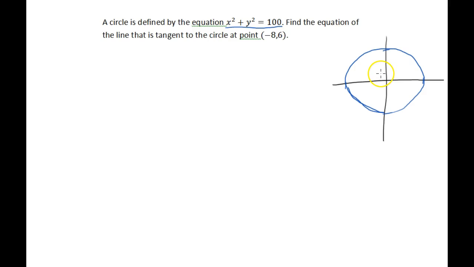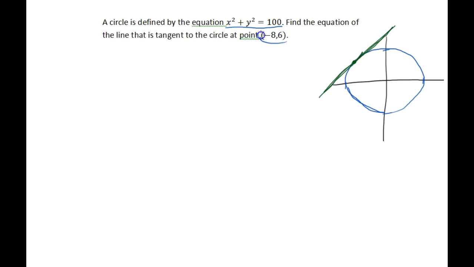The point, -8, 6, that's -8, +6. It's about here. Again, it doesn't have to be perfect. We're just getting an idea of what's happening. The tangent line will look like this. It just touches the circle right there. So again, it doesn't matter if it's just a rough sketch. That's what it looks like.